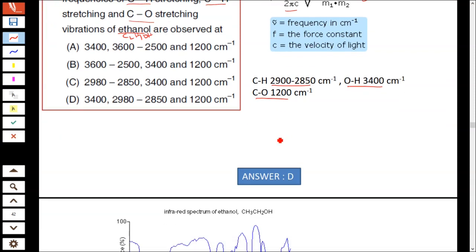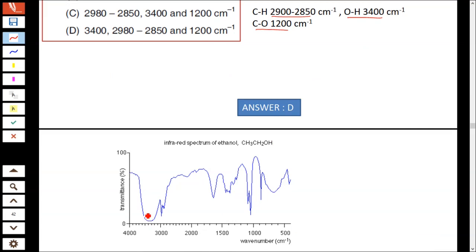Here is the ethanol graph. OH gives a broad peak at 3400, the CH peak is at 2900, and the CO stretching peak at 1200 is the CO stretching frequency for ethanol, CH3CH2OH. Hence option D is correct.